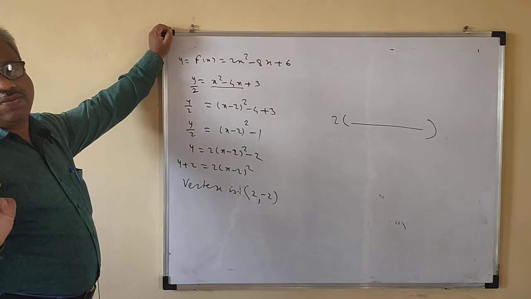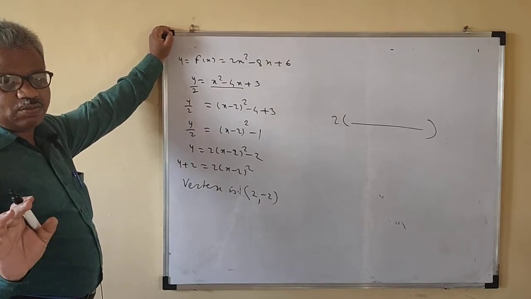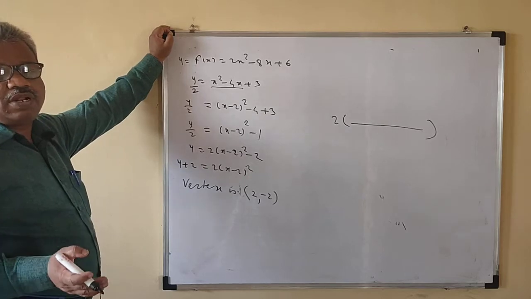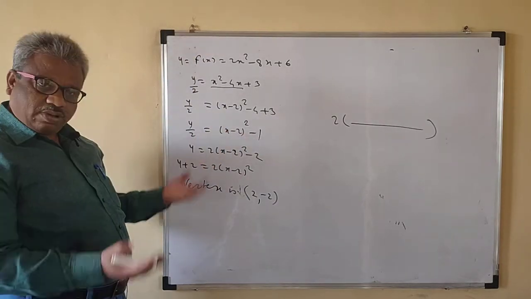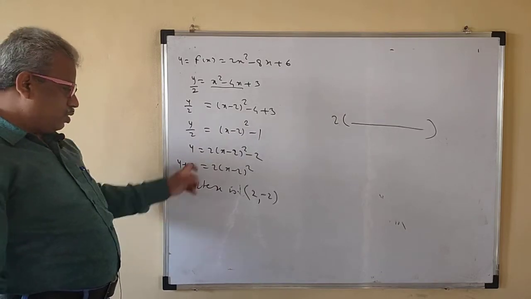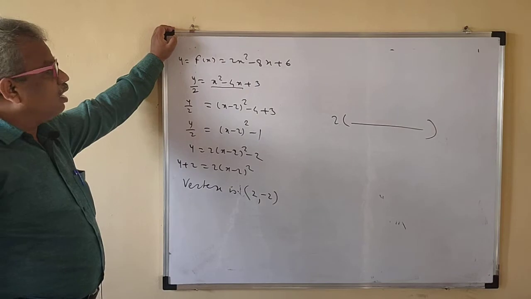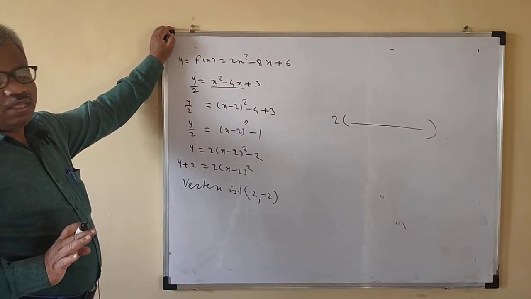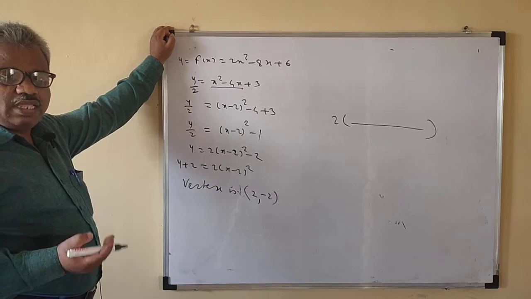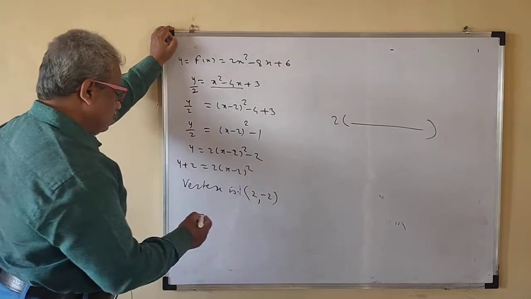Note that the graph of a quadratic function is always a parabola. Okay, so the only question is whether it is upward or downward. If the coefficient of x square has a minus sign, then your parabola is a downward parabola. If x square has a positive sign, then your parabola is an upward parabola. Okay, so this is the vertex.